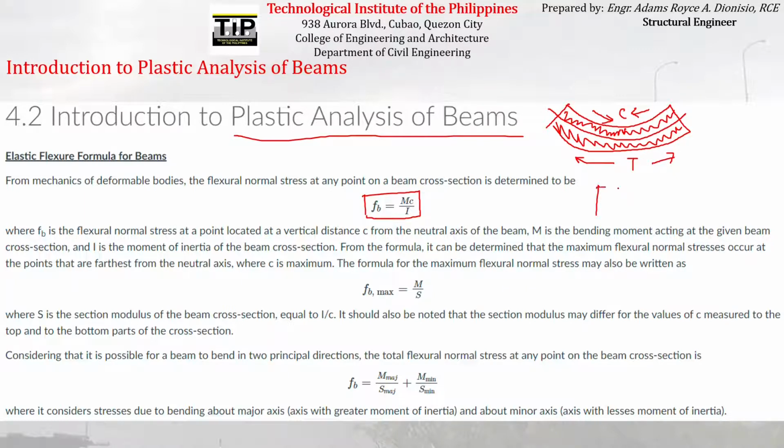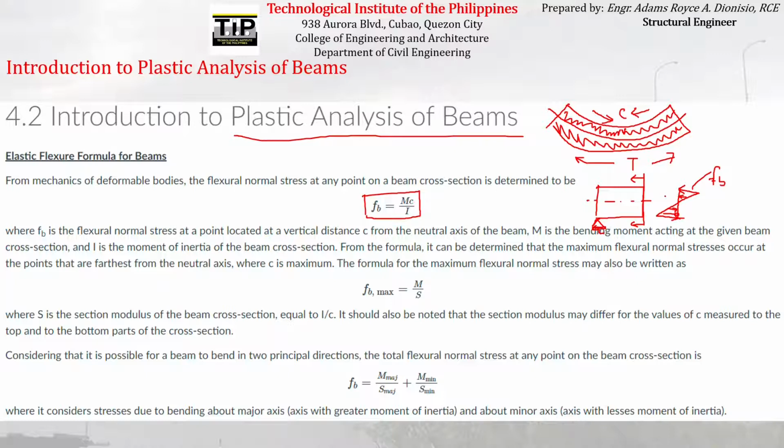So if this is the beam, this is the section, this is the part of the beam. If this is the neutral axis, from mechanics of deformable bodies, we have seen that the flexural stresses with respect to the depth of the beam look something like this. These are the compressive stresses, while these are the tension stresses. Those are what we call flexural stresses, FB. The formula for that is MC over I.